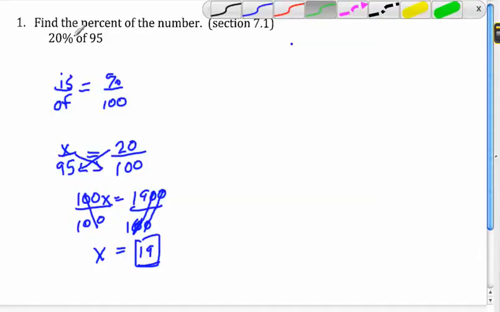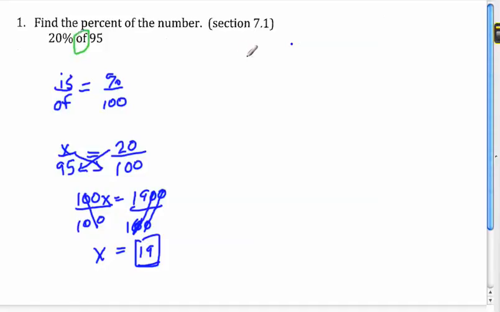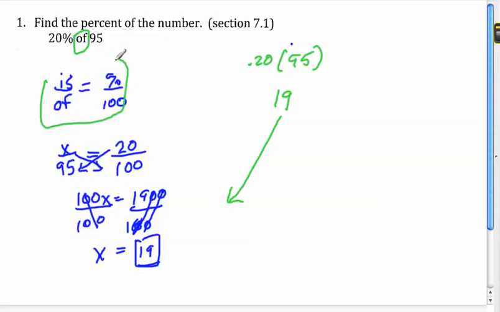Now, you remember I've said that of means multiply, so I can change that 20% to its decimal form, making it 0.20 times 95. Now, when I multiply 0.20 by 95, I'm going to get 19. Same thing. Either way works, guys, but I love the proportion. It works every time. It's so easy to plug it in.